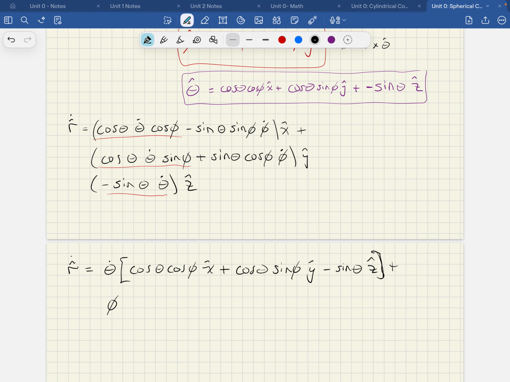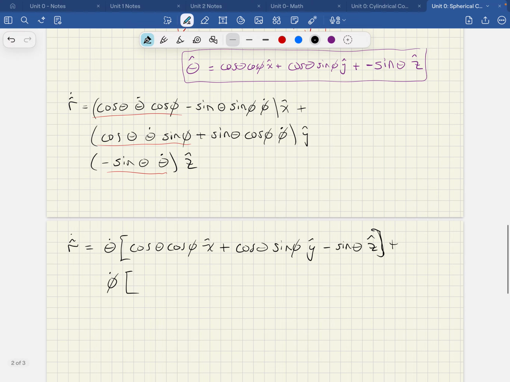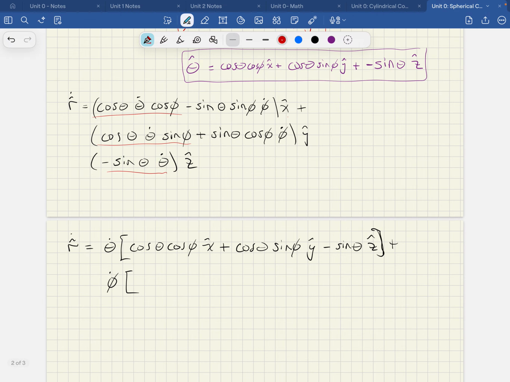plus phi dot times, and for the phi dot, we're going to be looking at this term and this term. So phi dot times negative sine theta sine phi x hat plus sine theta cosine phi y hat.